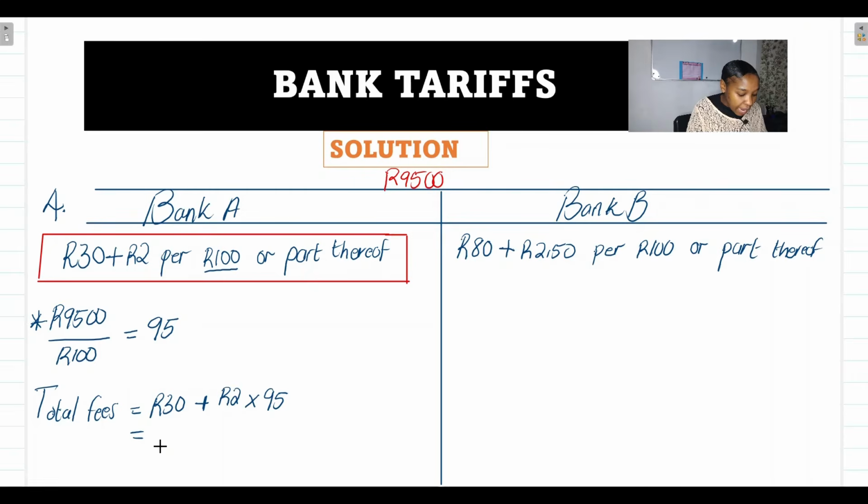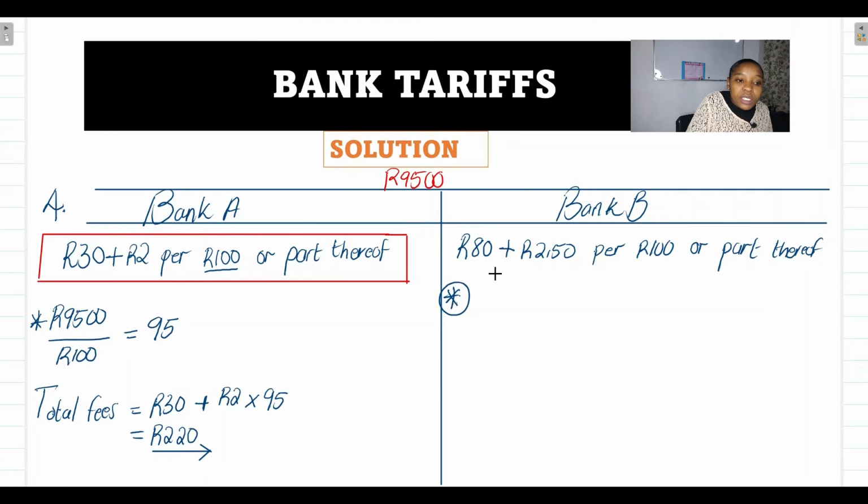If you say 30 rand plus 2 times 95, you'll find that for Bank A, the total fees amount to 220 rand. And then let us calculate the total fees for Bank B.